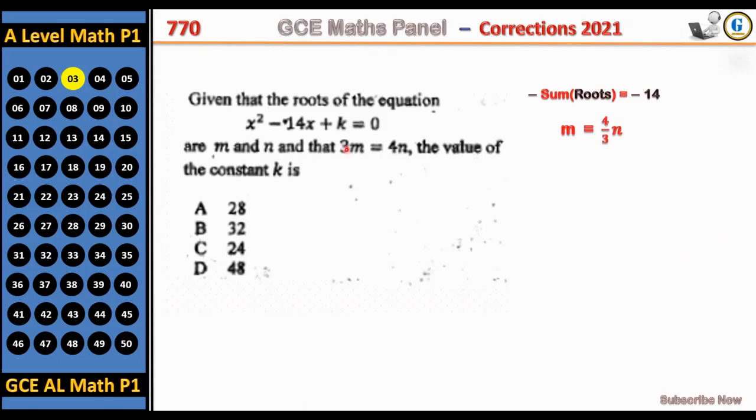And since we have been told that 3m is equal to 4n, it means that m is equal to 4 on 3 n. So our sum will now be 4 on 3 n plus n, which is equal to 14. From here we can solve for n, and the value of n will be equal to 6. And our k, since it's the product, is mn. We have m to be equal to 8 by substitution, and our k, which is equal to mn, will give us 48. Our key here is D.